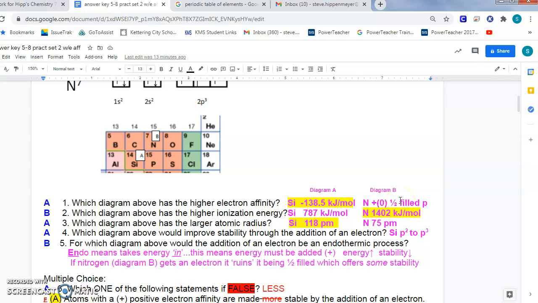Why? It's half filled. When it has a positive affinity, it means you have to add energy to the atom to get it to accept the electron. Nitrogen doesn't want an electron. Its stability goes down. Picture stability and energy as a teeter-totter. If the stability side of the teeter-totter goes down, or seesaw, the energy side has to go up.